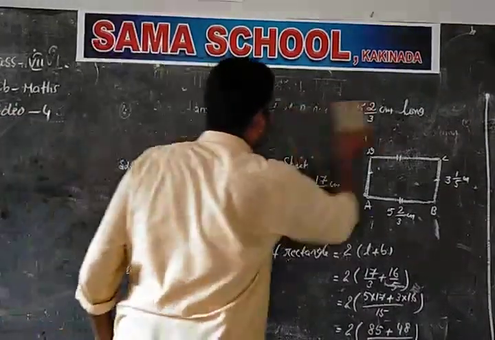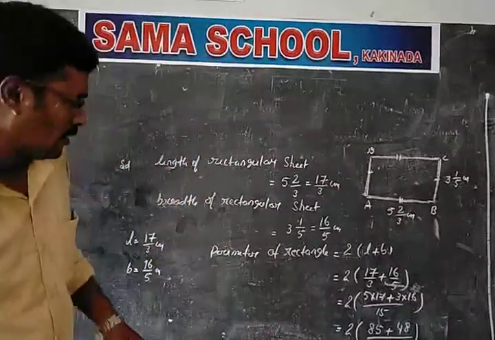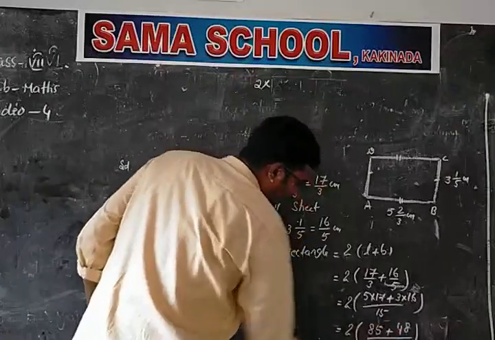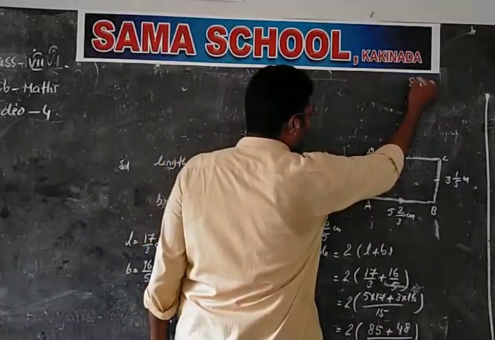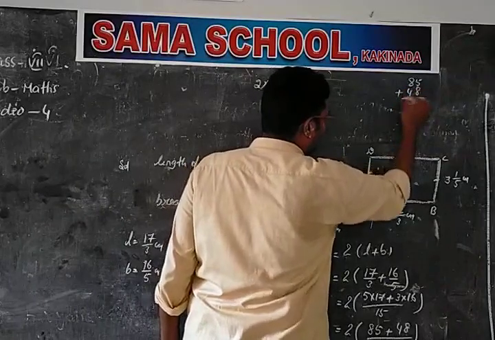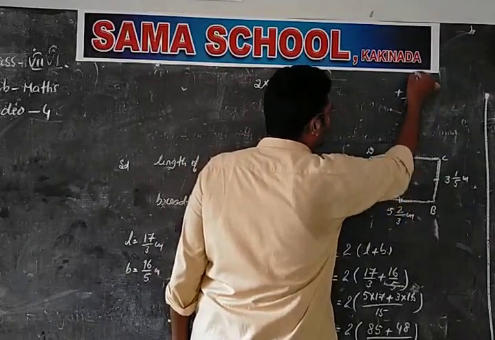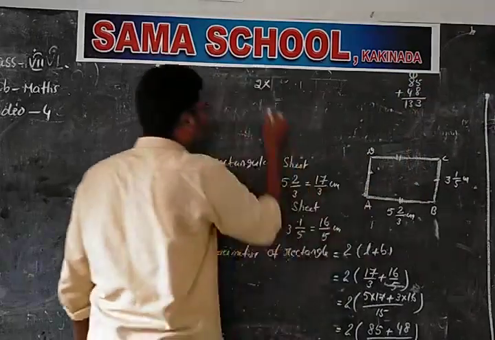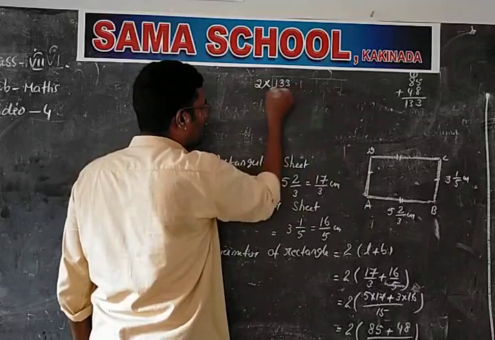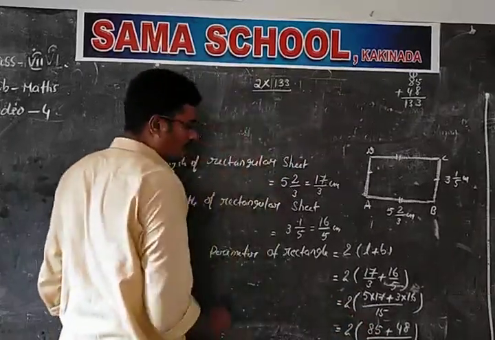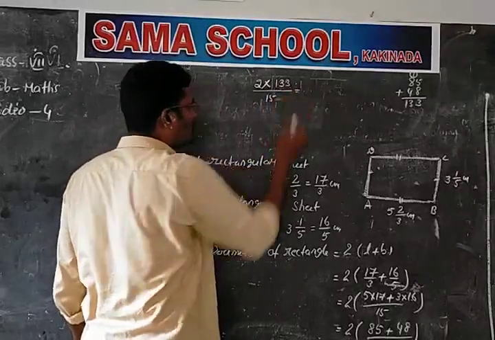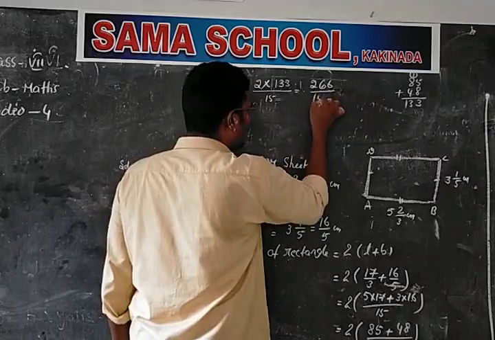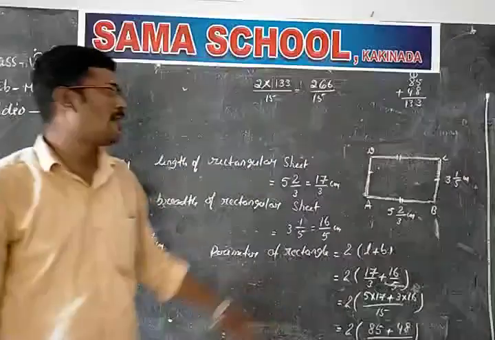Next, I continue. 2 into (85 plus 48). 8 plus 5 is 13, 8 plus 1 is 9, 9 plus 4 is 13. We get the answer 133 over the denominator 15. 2 into 133 is 266/15.